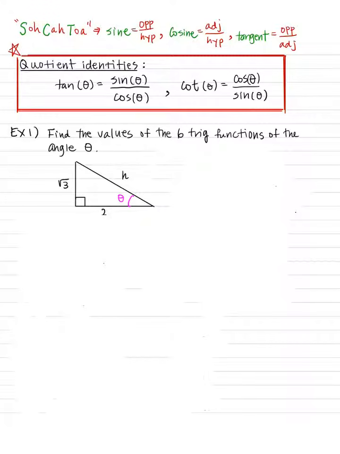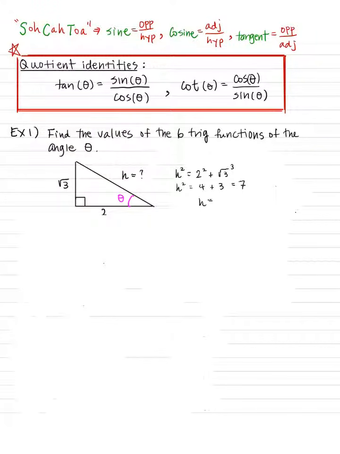So first, given the adjacent side of the angle theta is 2, opposite side of the angle theta is square root of 3. So first what we need to do is, what the heck is our h? Okay, so all you have to do is what? Use the Pythagorean theorem. So you're going to have what? H squared equals 2 squared plus square root of 3 squared. Okay, so h squared is what? 4 plus 3, which is 7.